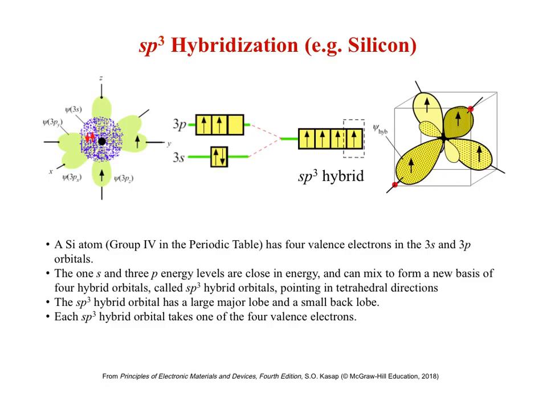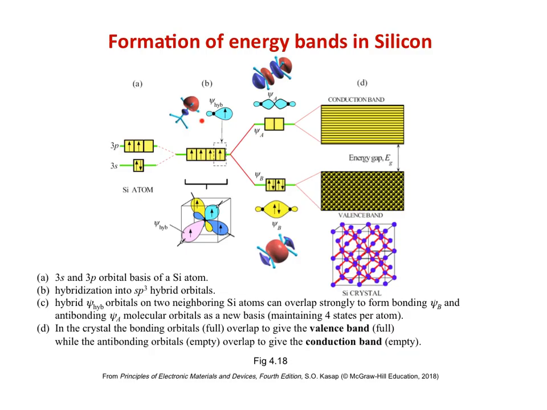hybridized systems. The large lobe of the hybrid orbital is now ideally suited to form either bonding interactions with its neighbor or antibonding interactions. For atoms like silicon that make strong covalent bonds, this makes a large energy separation between the bonding and antibonding molecular orbitals.